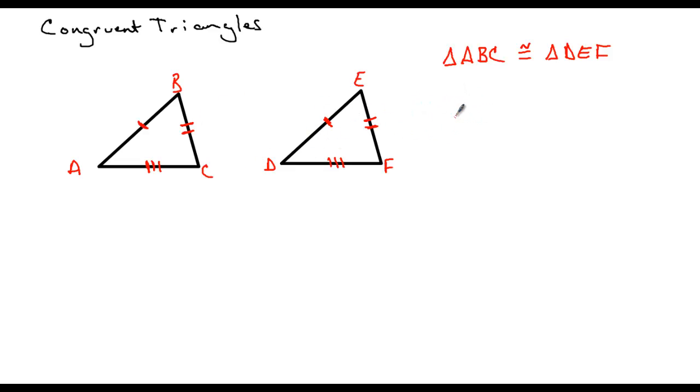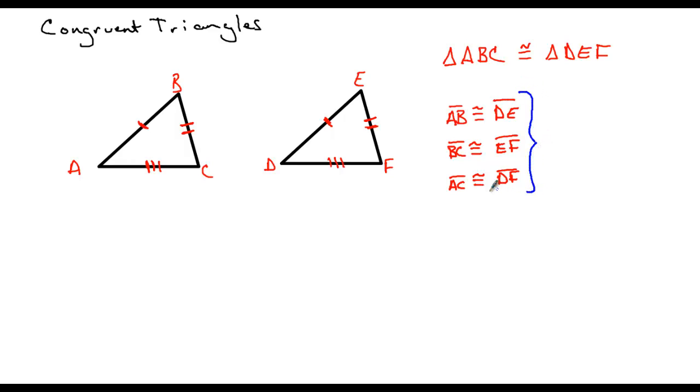And we want to list out these parts that are congruent. So segment AB is congruent to segment DE. Segment BC is congruent to segment EF. And segment AC is congruent to segment DF. You might be wondering why we're writing all this out. There's a reason for it.